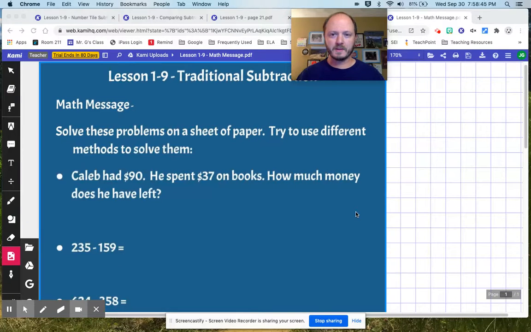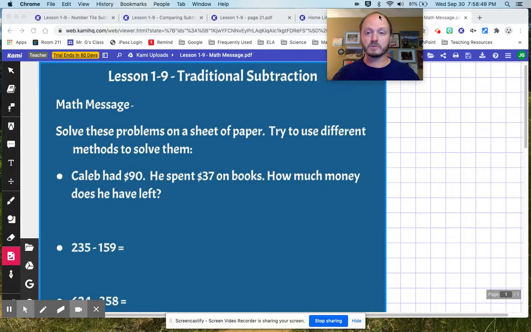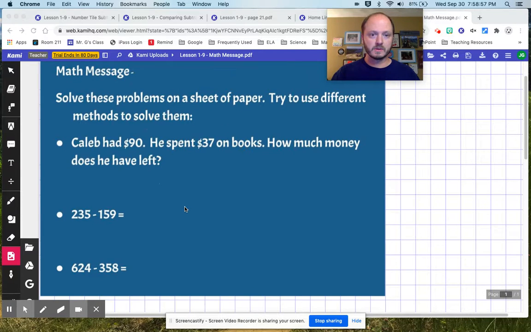Hello, boys and girls. It is lesson 1-9, and we're doing traditional subtraction. We're going to get right down to it. We're going to look at the math message, and I'd like you to try to solve these problems using different methods on another piece of paper.